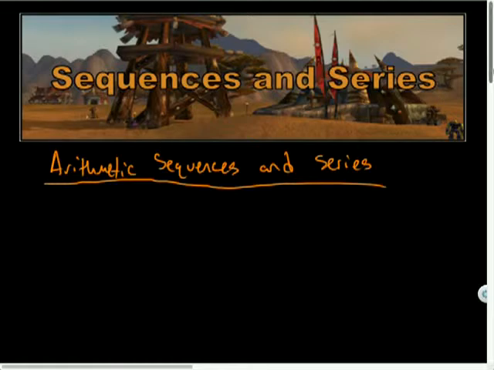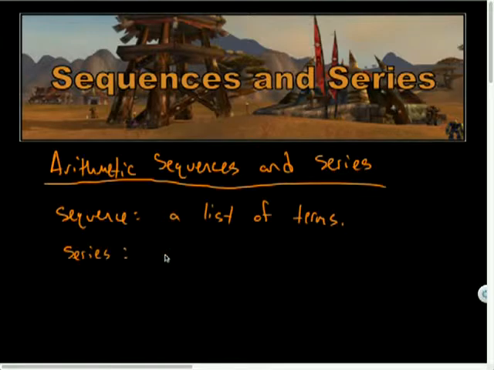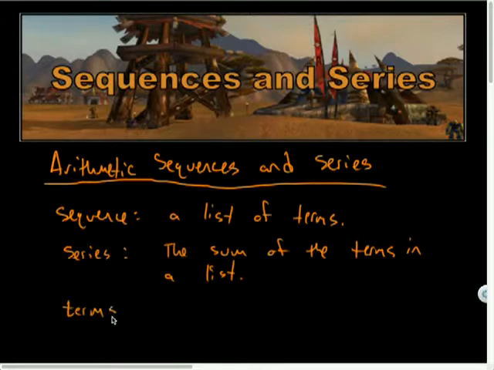So sequences, I suppose we should define some of these things first. A sequence is a list of terms. And later on in this chapter, we'll even be dealing with lists that are infinite in length, so it doesn't have to be finite. A series is the sum, S-U-M, sum of the terms in a list. And then terms are the particular numbers in that list.